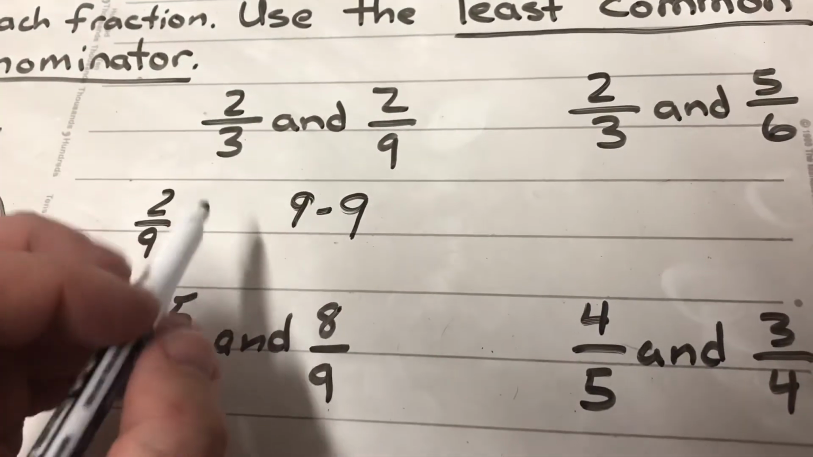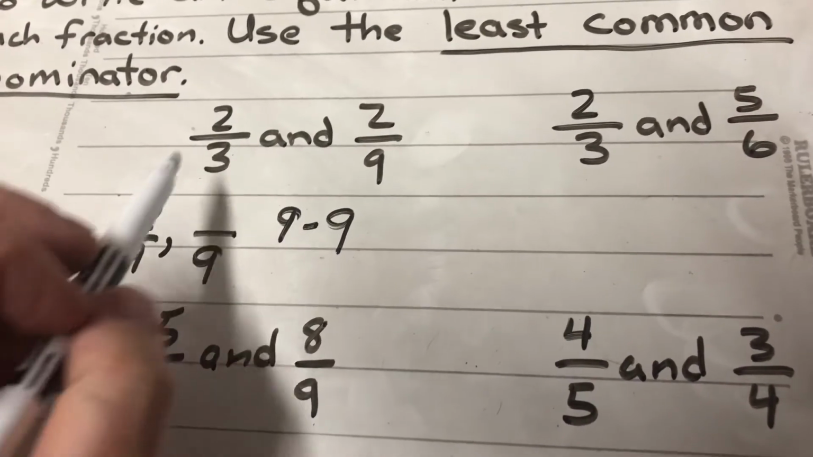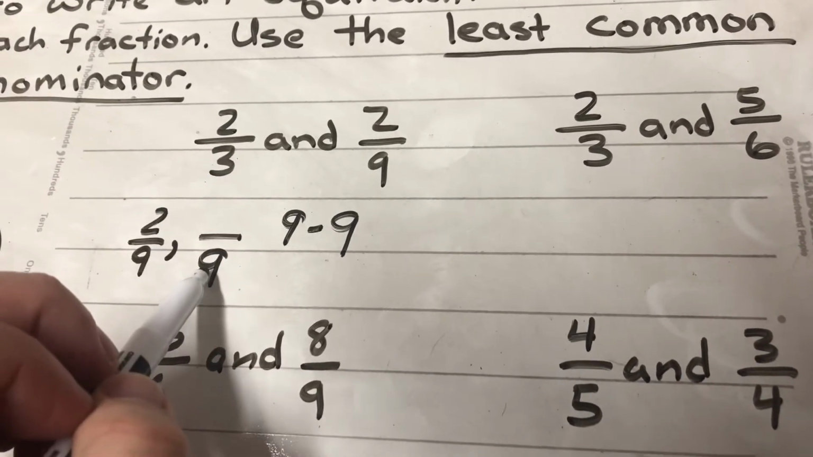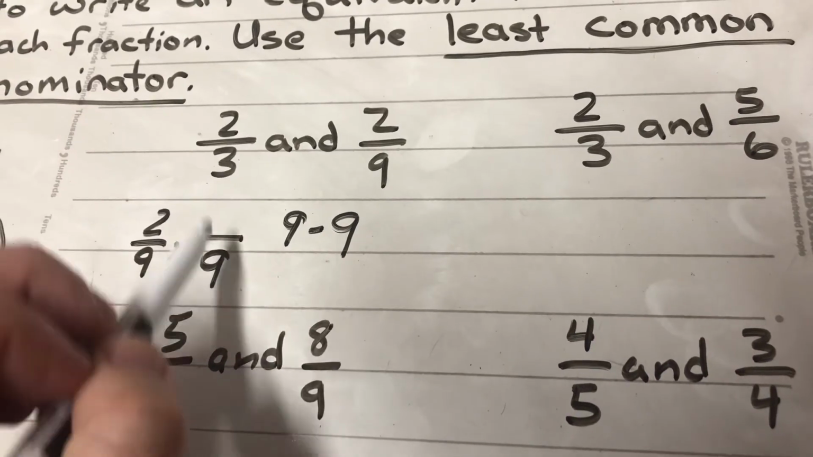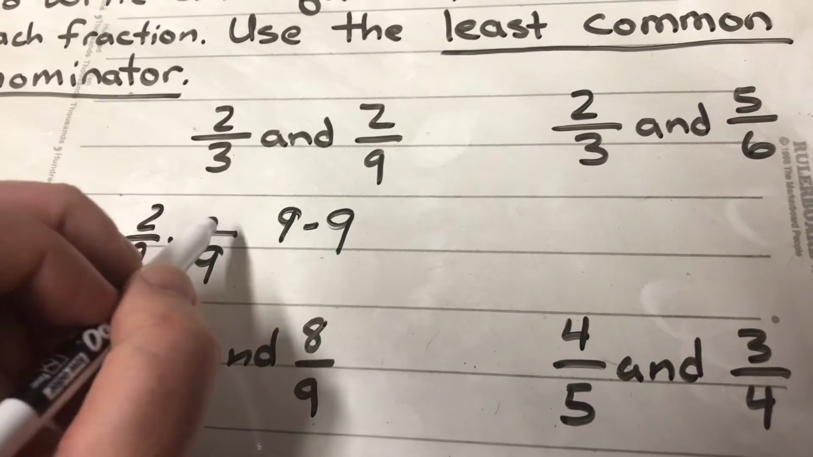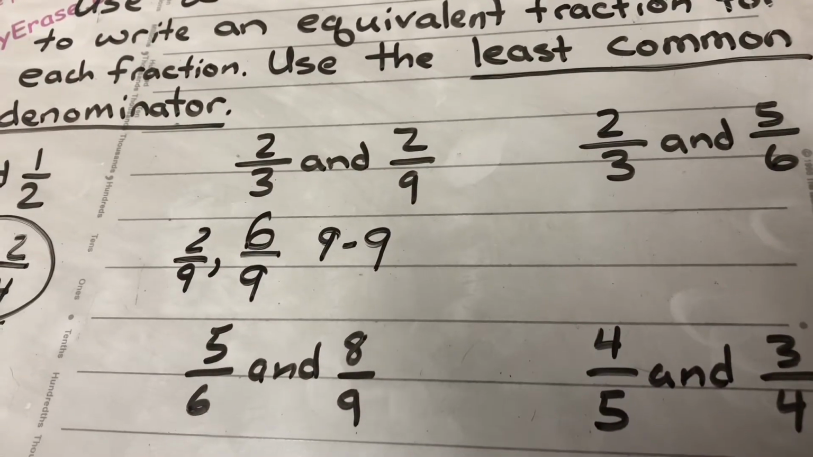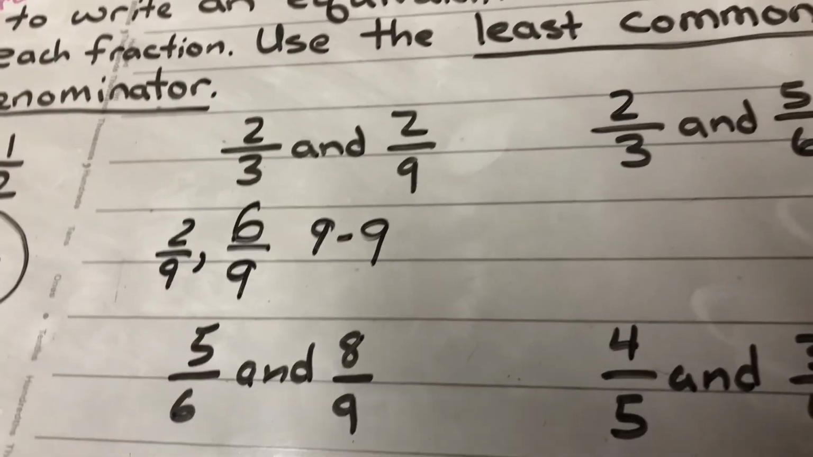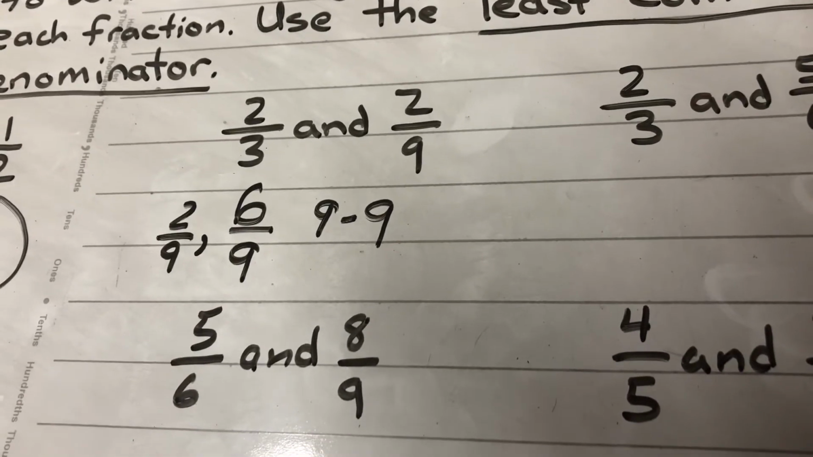And then my 2 over 3 is going to become something over 9. And once again, I ask myself, what did I do to 3 to get 9? Well, 3 times 3 is 9. So since 3 times 3 is what gave me 9, I have to do 2 times 3. 2 times 3 gives me 6. My two fractions are going to be 2/9 and 6/9. And you're going to be expected to use the least common denominator.